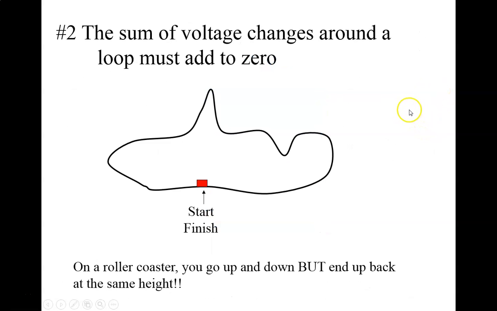Okay, rule 2. There's a little bit more meat to this one, but it's still not too bad, I don't think. Basically, if you go around in a loop, you're going to end up at the same altitude.